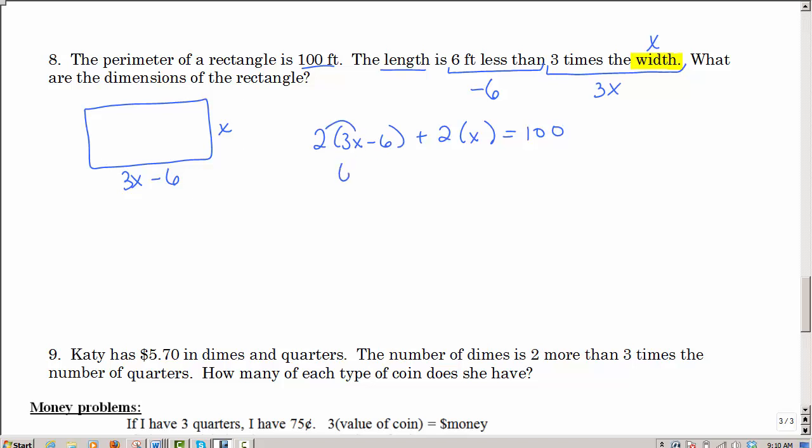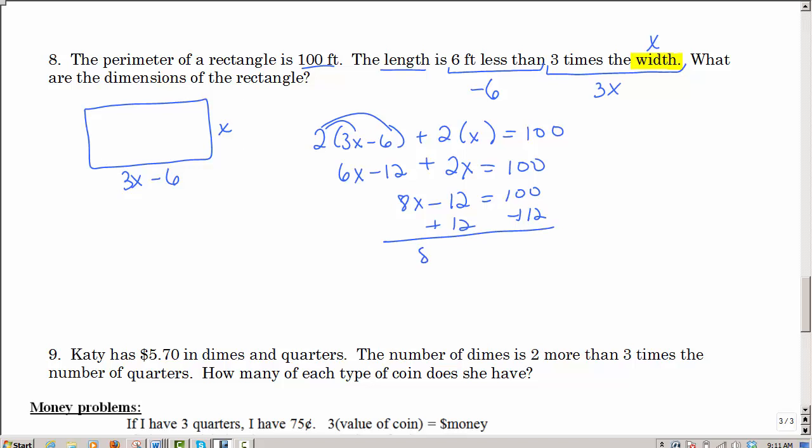So again, distributing. Collecting like terms. This time I need to add 12 to both sides and divide by 8.